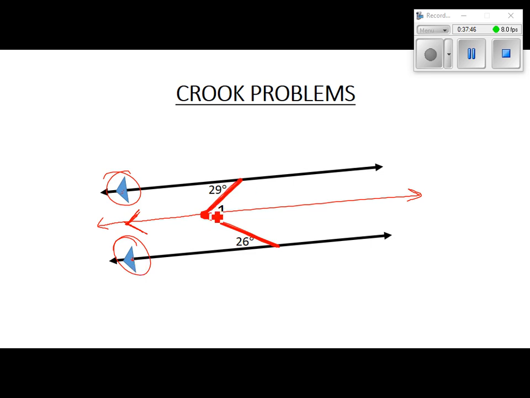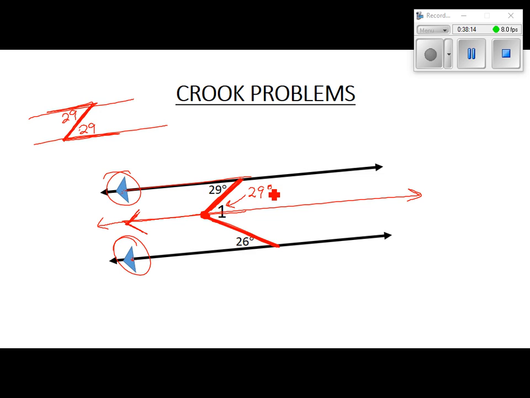And now what we have is we have this line and this line together as two parallel lines, and we're going to use this as the transversal. And this angle is 29 degrees. Well, these two angles are alternate interior angles, so that has to be 29 degrees. So this top part right here, where we just drew in that line, has to be 29 degrees.